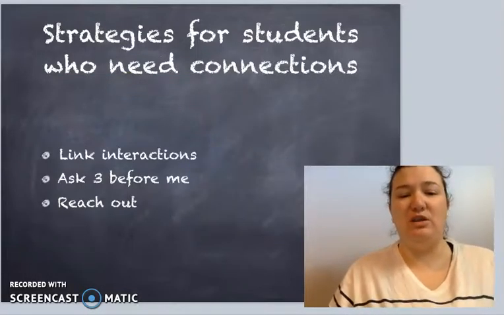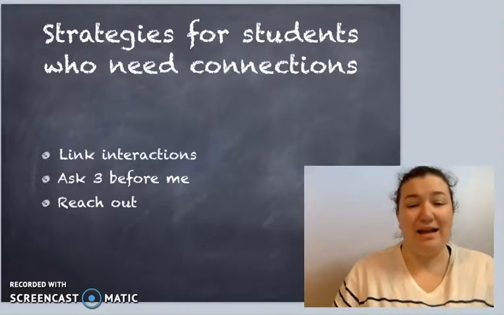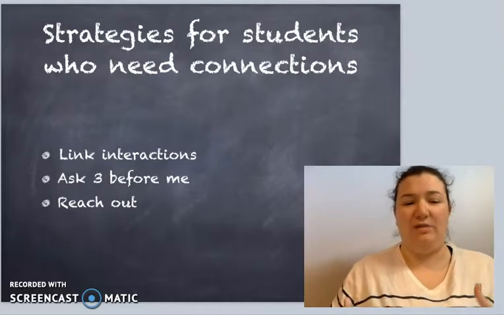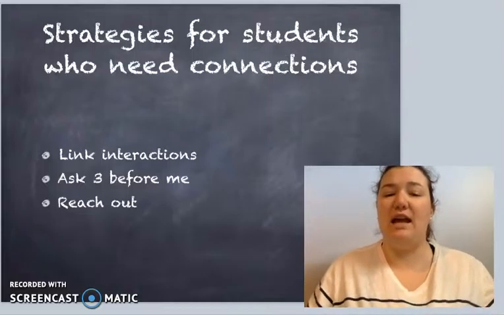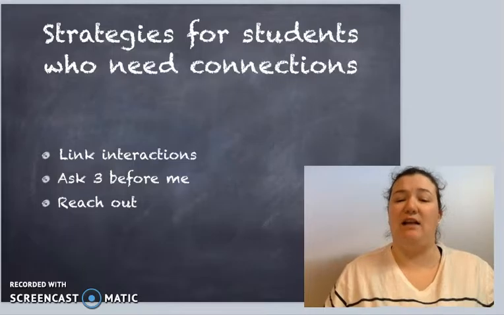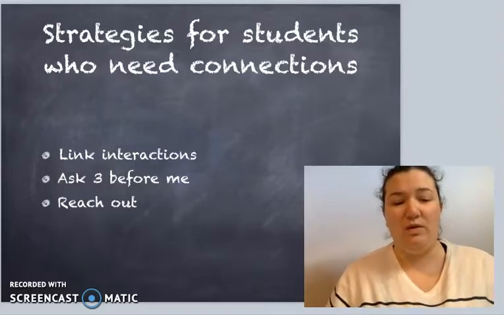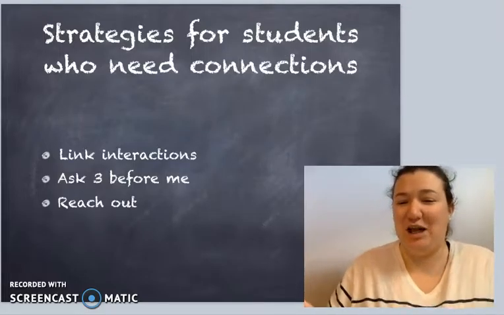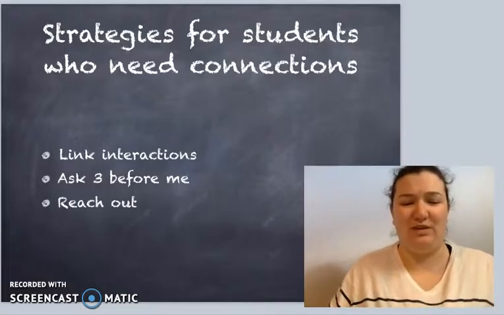So when we're working with students who feel that need for connection, we want to make sure that we're linking interactions. Kind of force them to talk to each other, have more student work time, make time for students to actually work together and get to know each other. There's also the ask 3 before me method, which is when you tell a student that they are not allowed to ask you as a teacher any questions before they ask 3 other students for help. Once again, this is kind of forcing interaction a little bit more, but if it gets the job done in the end, then it's okay.